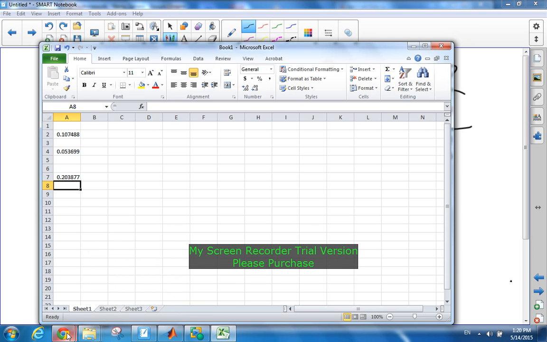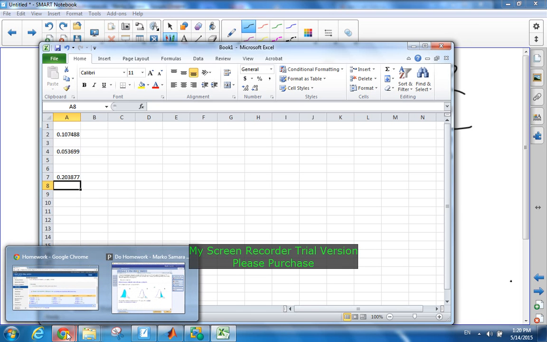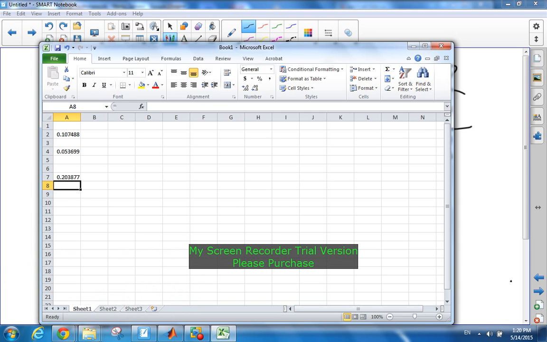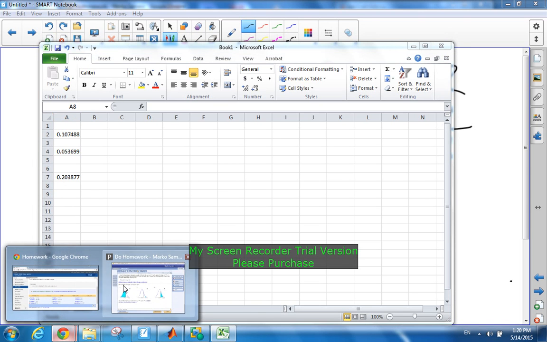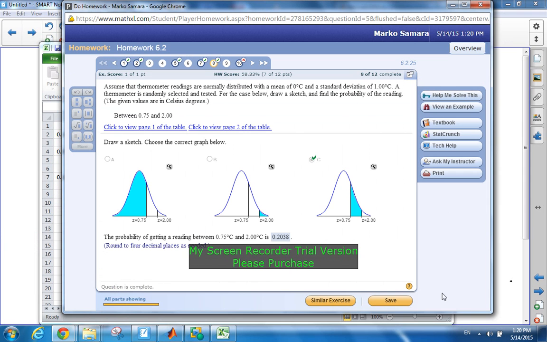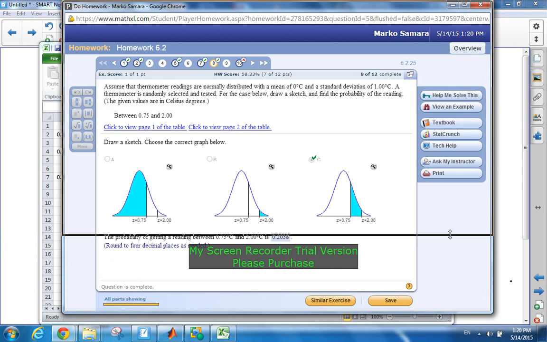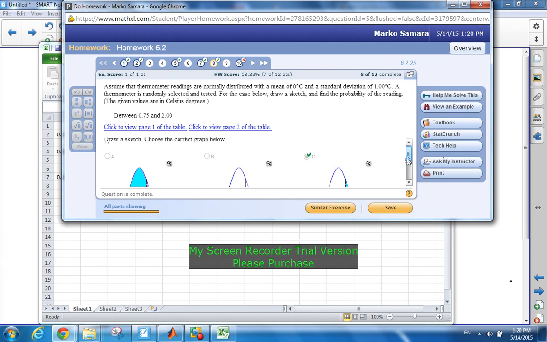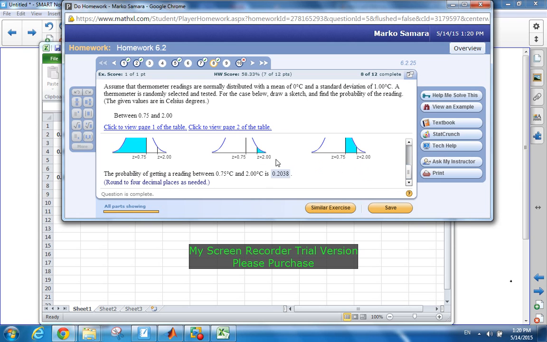The Excel is more precise than the table, but the software would probably tolerate if you write 0.2039 instead of 0.2038, which we have here.